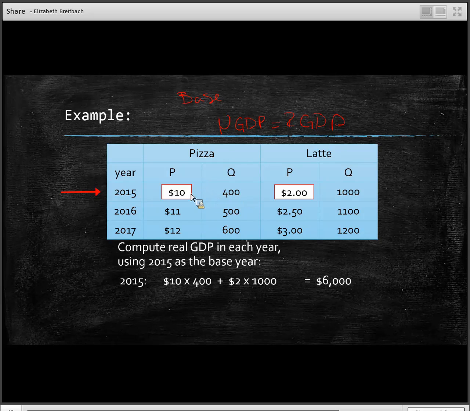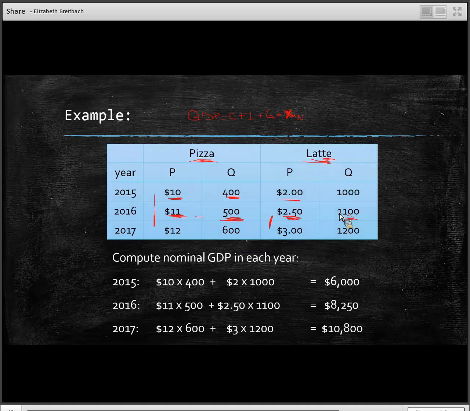Okay, so now we're moving to 2016, but what we're moving is only quantity. I see too often on quizzes and exams where students move prices and don't move quantity. What we want to know is about the production of the United States, so always move quantity along. So we're going to take 10 times 500, 2 times 1,100, and that's going to give us a real GDP of 7,200.